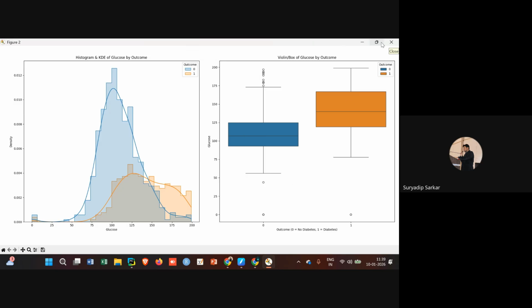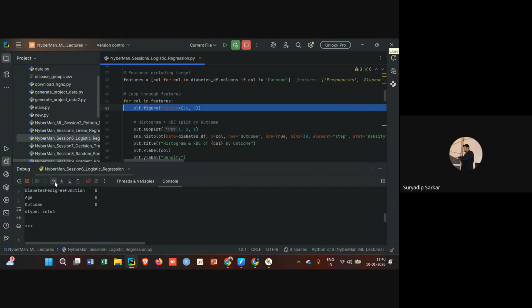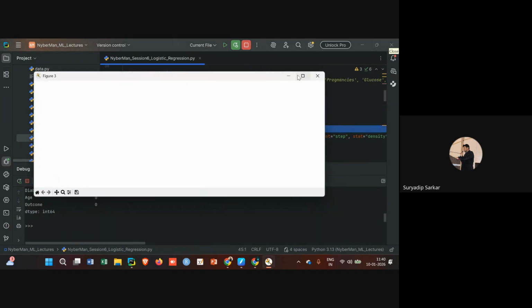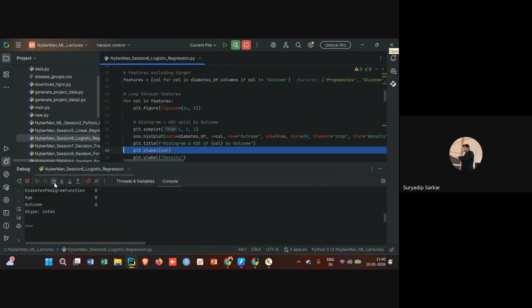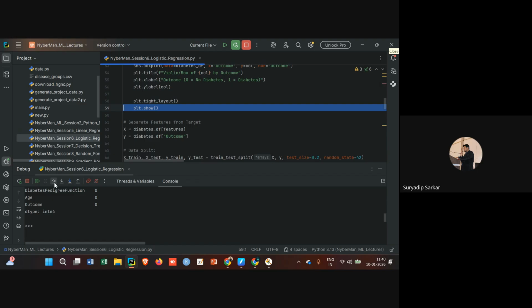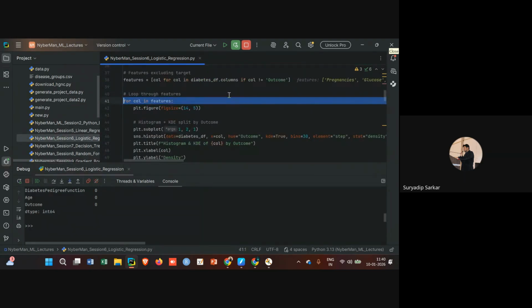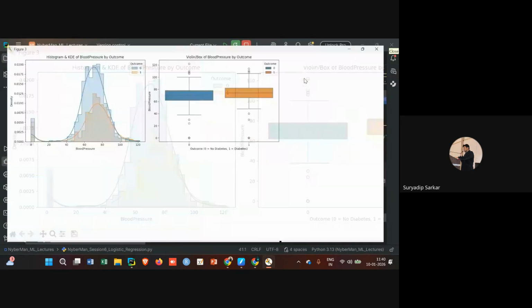Okay, so this is about this particular feature, which is glucose. Now let us do it for the next one. Again, we will create the figure, and then we will click on step over to get the plots. From this data, which is not too big, you can still get so much information. So figure 3 is our blood pressure.